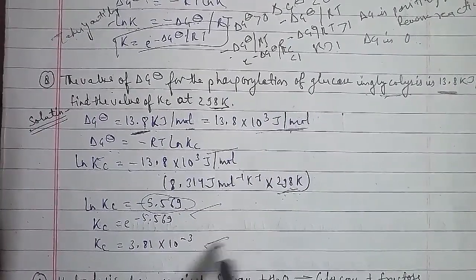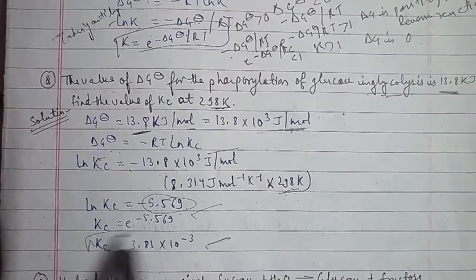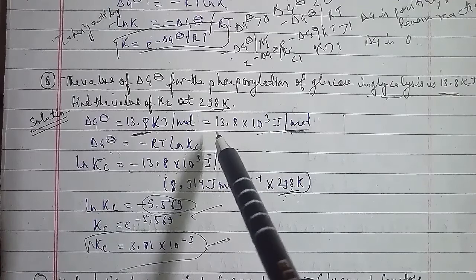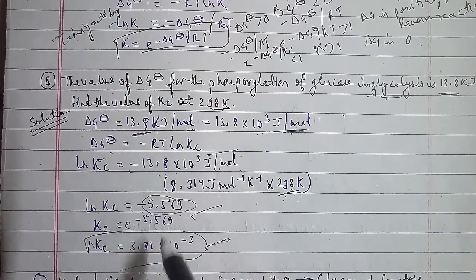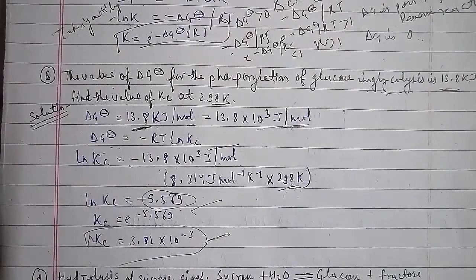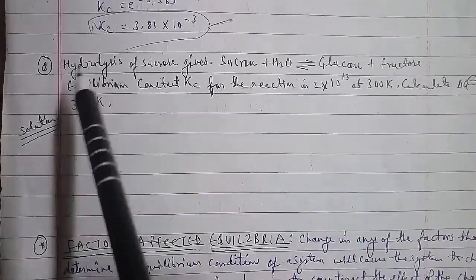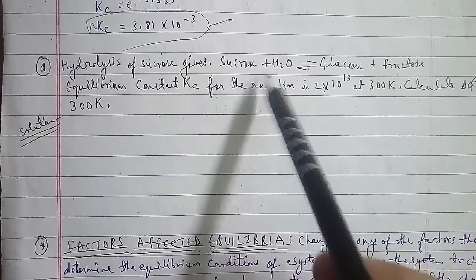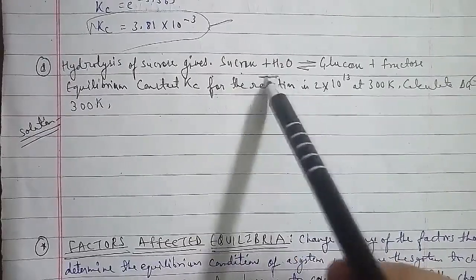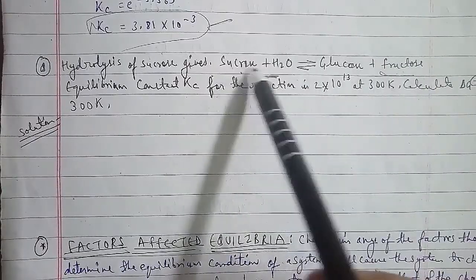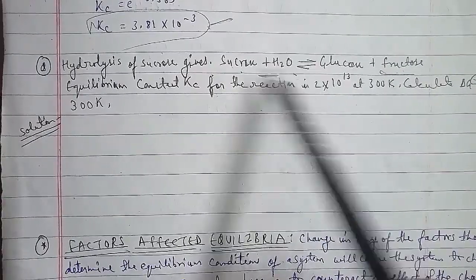Now we'll move ahead with another question. The question is that the hydrolysis of sucrose gives, that is, sucrose plus H2O gives glucose plus fructose, or we can say glucose plus fructose gives sucrose plus water. The equilibrium constant Kc for the reaction is 2 × 10¹³ at 300 Kelvin. So calculate ΔG° at 300 Kelvin.